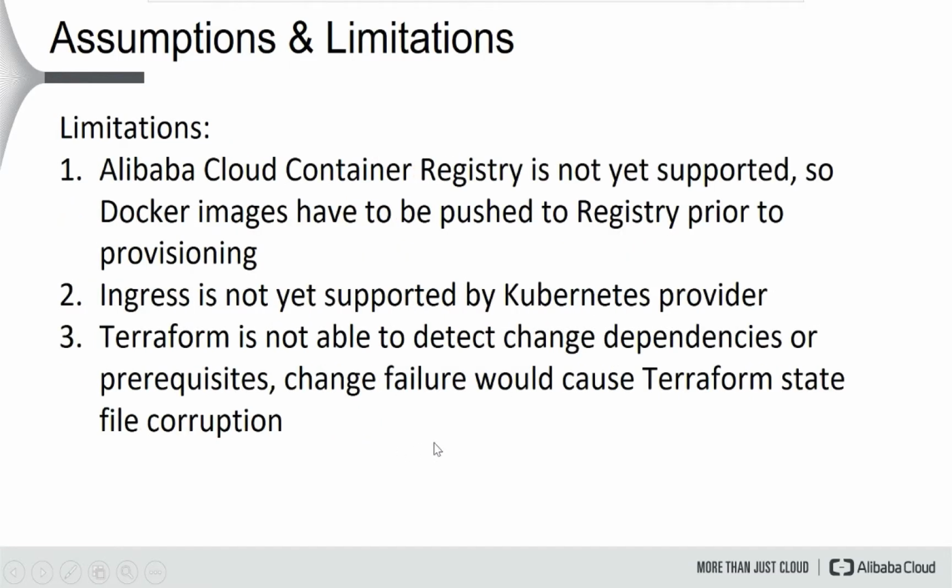Next, we have some limitations because the Alibaba Cloud Terraform provider does not yet support container registry. So we need to self-manage and upload our Docker images to the registry before the provisioning. And for layer seven routing and load balancing, ingress is not yet supported by the Kubernetes provider. So the last mile will be our responsibility to handle.